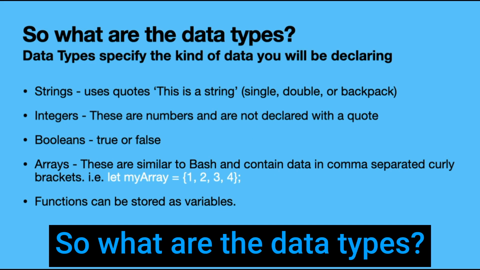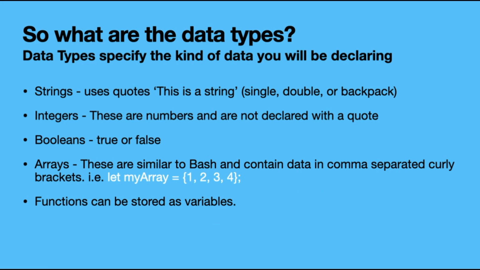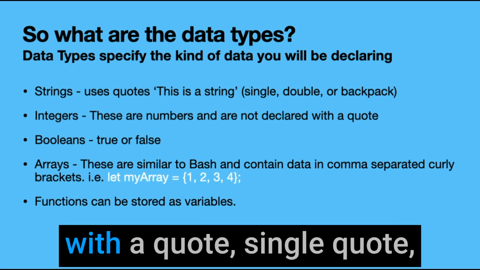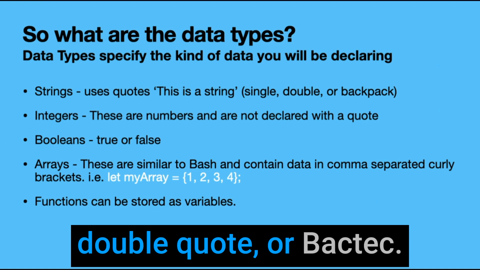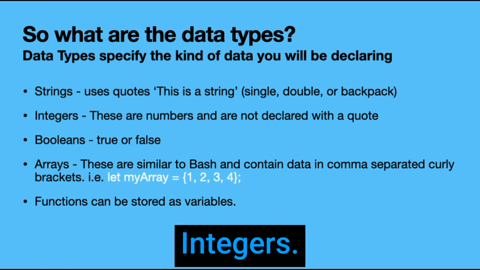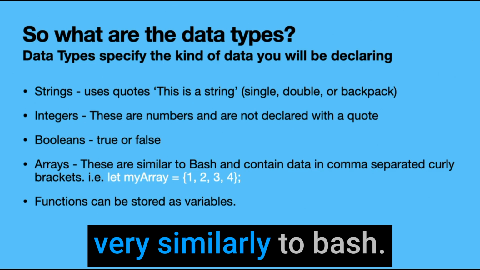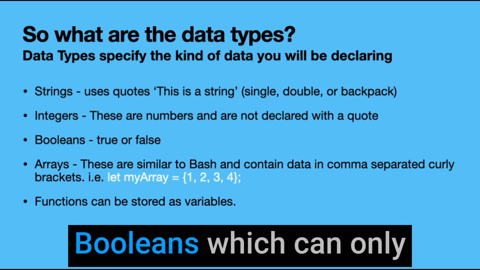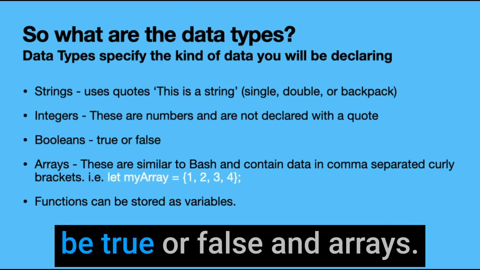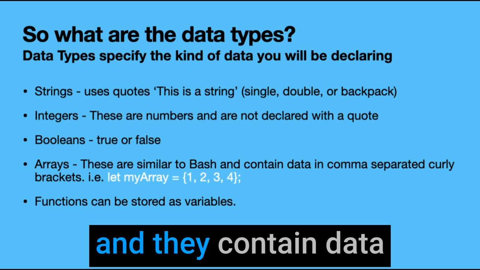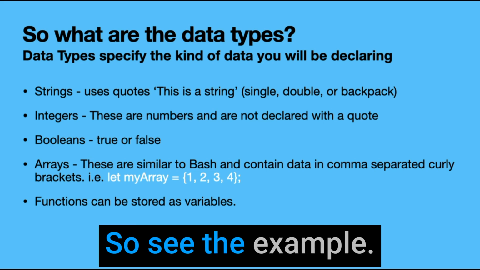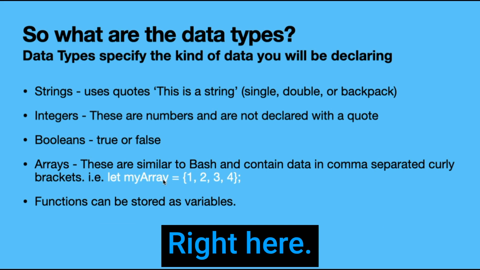So what are the data types? JavaScript has strings, which we discussed in the last video as anything with a quote: single quote, double quote, or backtick. Integers and strings operate very similarly to Bash, so not a whole lot new here. Booleans, which can only be true or false, and arrays. They're similar to Bash, and they contain data in comma-separated curly brackets. So see the example right here.